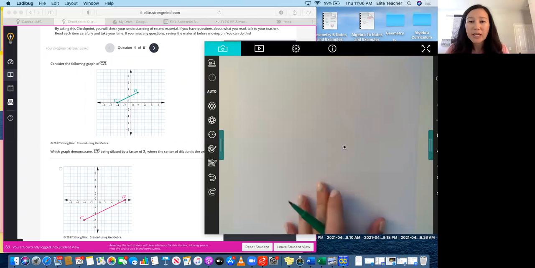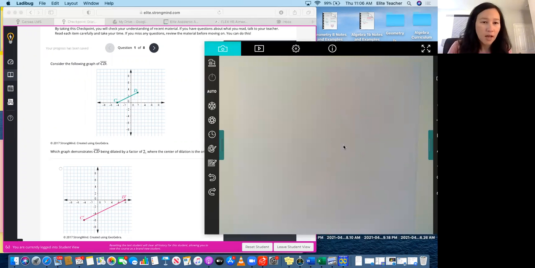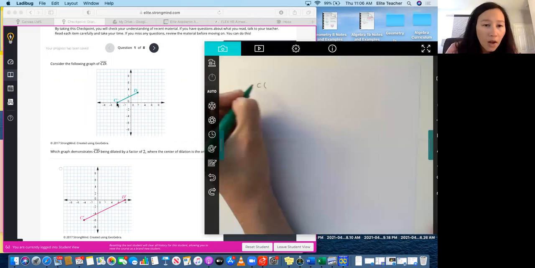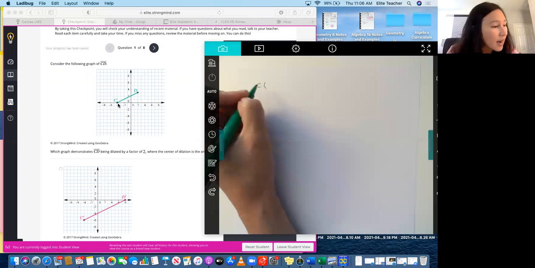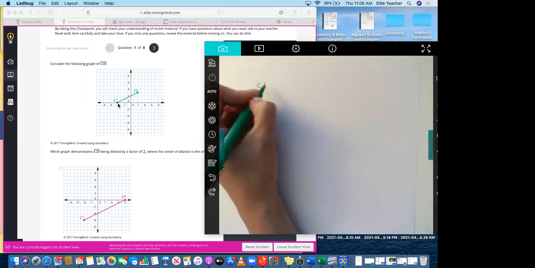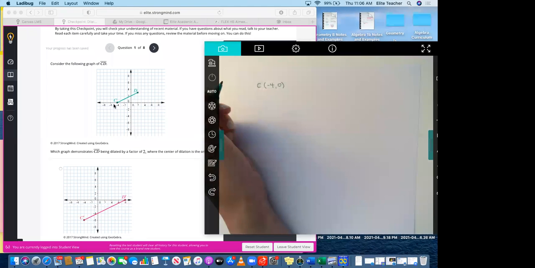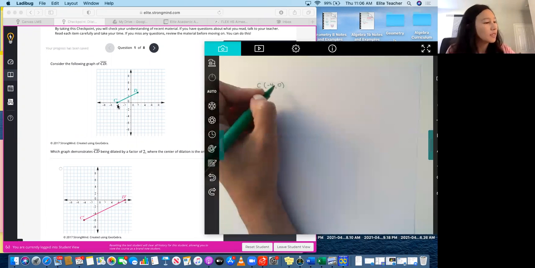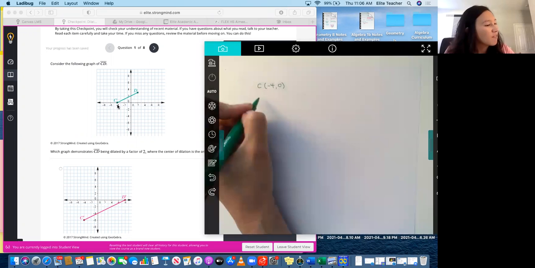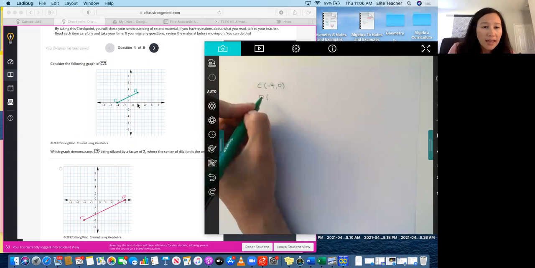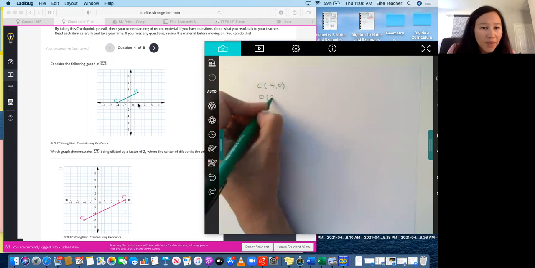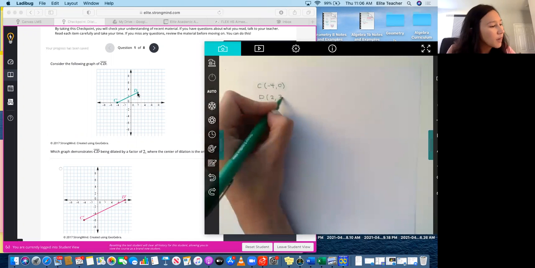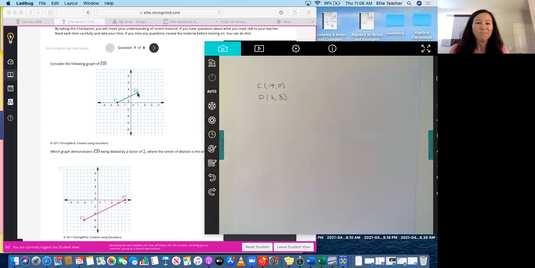So when we're doing dilations, we want to look at the points. The first thing we want to do is look at point C, which is at -4, 0. Make sure you write your X and then your Y. So the X value is -4 and the Y value is 0. And then we have point D. The X value is 2 and the Y value is 3. It helps to write the points first.